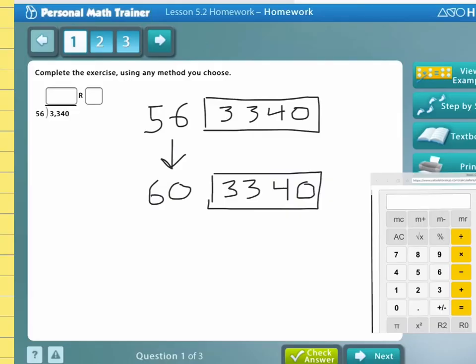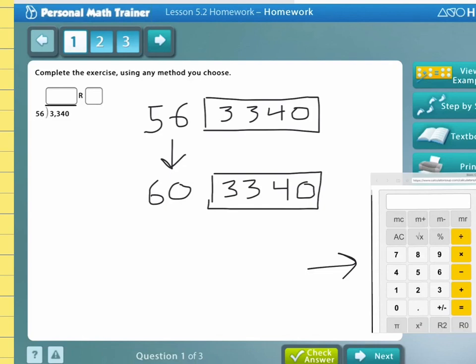The first thing we want to think about is rounding numbers. When you look at this, the divisor is the number you're dividing by, 56. Let's round that up to 60. That's going to help give us our estimate. We also have a calculator over here, so we're going to use a calculator to help.